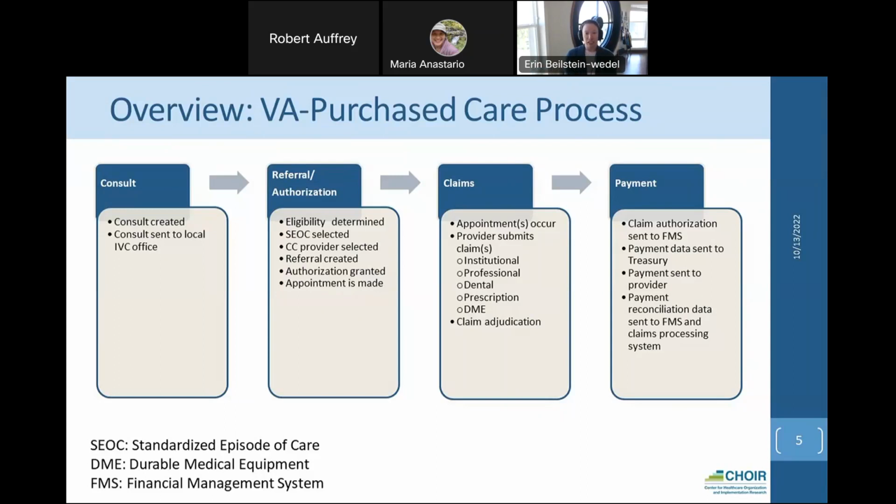And there are different kinds of claims: institutional, professional, dental, prescription, and durable medical equipment claims. Once those claims are submitted, they come into various systems in the VA, and then we pay them after we adjudicate them, or we don't pay them. Usually we tell them that there's something wrong with their claim, and they may resubmit the claim, or they may not. So those are the four buckets of community care data that we have at the VA, and I'm going to focus specifically today on the claims data, because that's usually what people want to use when they're looking at things like utilization and who had what procedures.